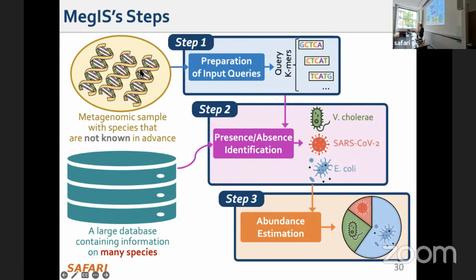The goal of metagenomics is to identify what species is here and at what fraction. That's the abundance, basically. So there are multiple steps over here. You need to prepare the input queries by chopping them into pieces appropriately. Then step 2 identifies what kind of reference genomes these prepared input queries actually match. And then this abundance estimation says at what fraction and at what confidence level there are species from these different reference genomes in the sample.